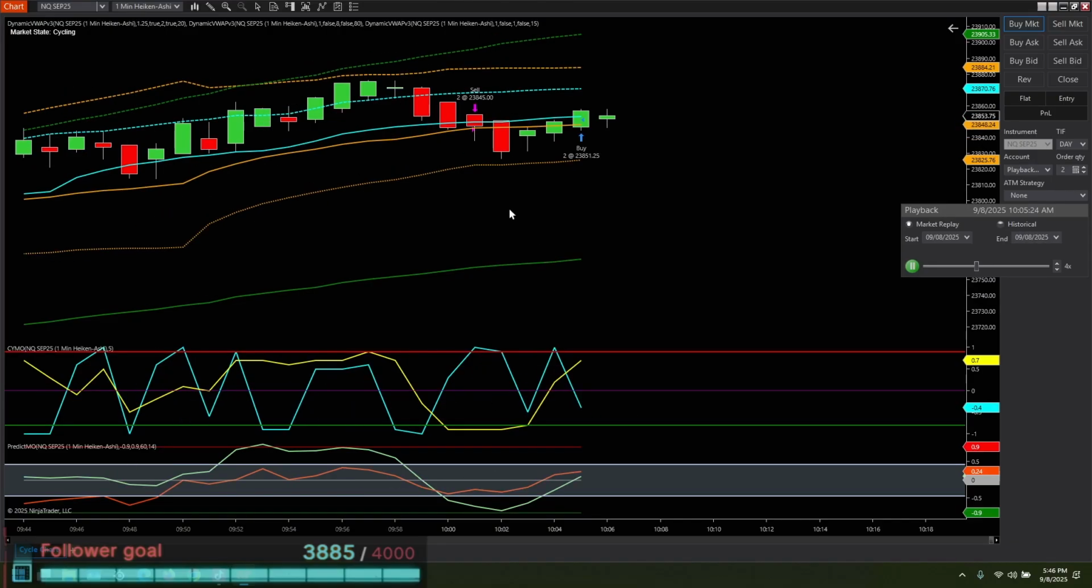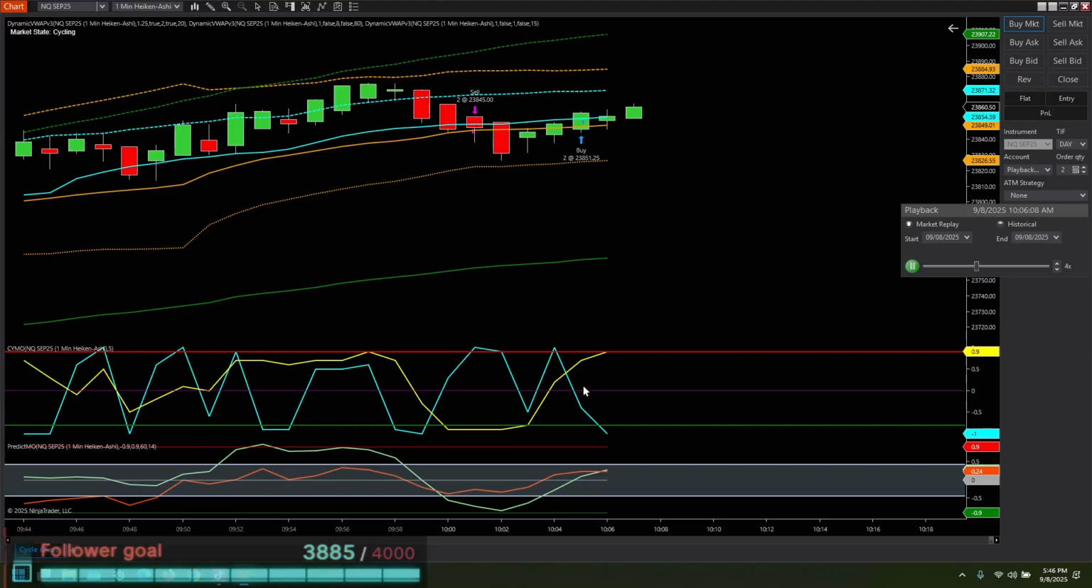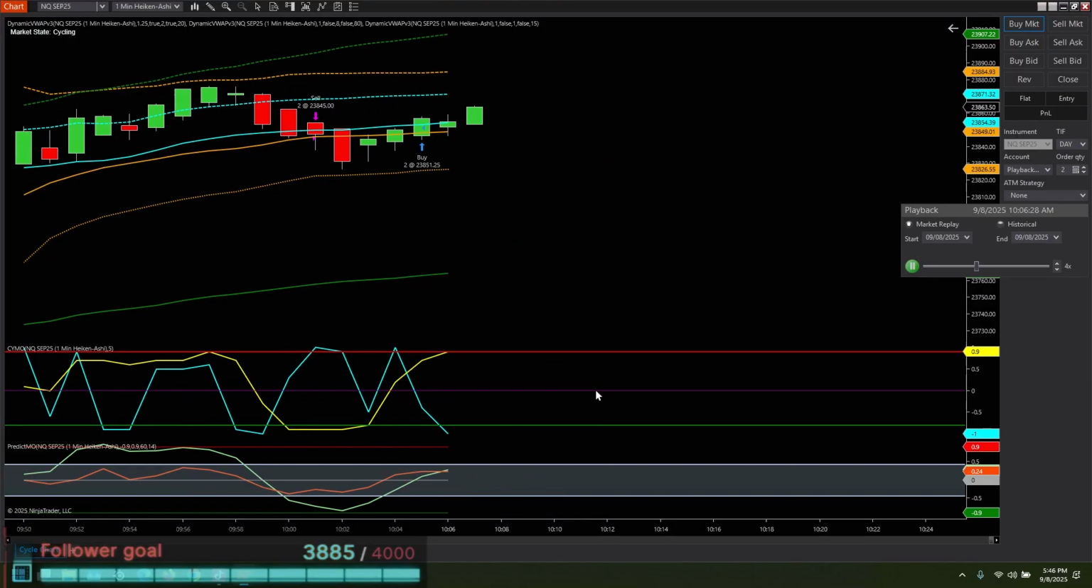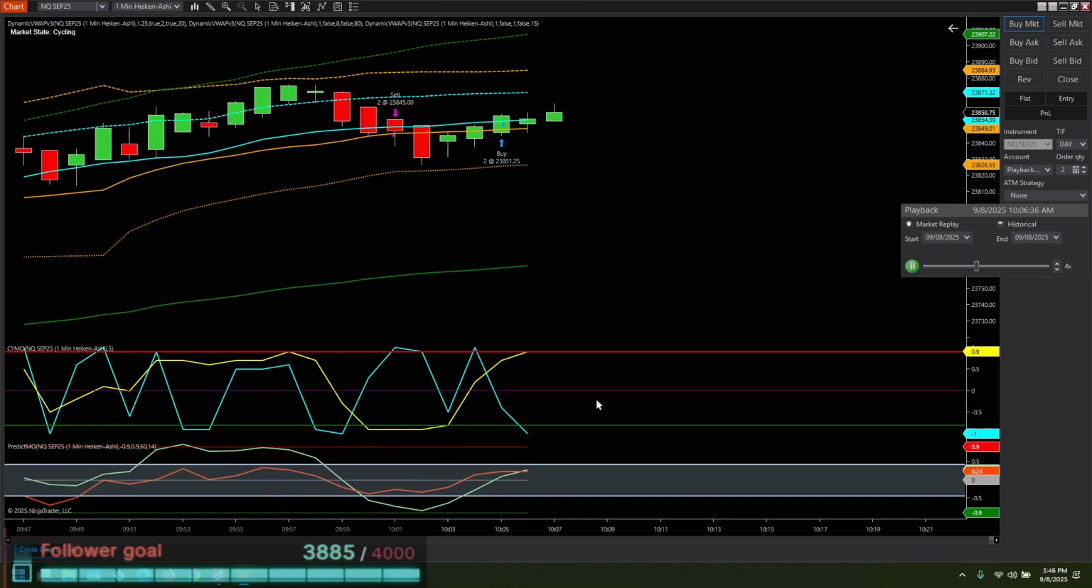Now, if you want to use the cycle indicator to really capture some of the real tight cycles that are happening here, let me show you how to use that. We're going to focus on CYMO. We're going to put the 5 minute aside for now, and we're just going to do a lot of little cycle trades here on the 1 minute using CYMO set to 5.